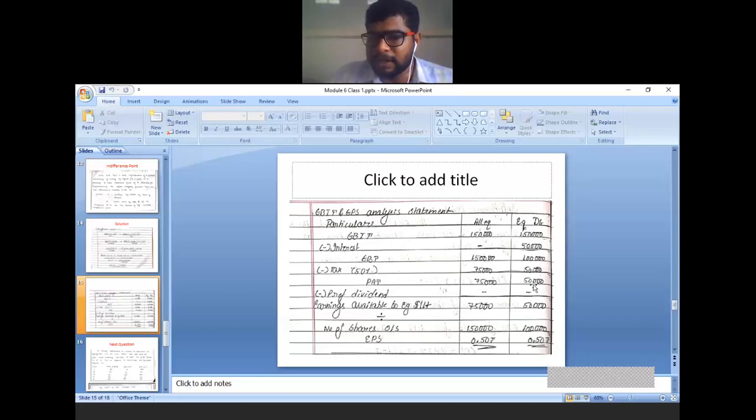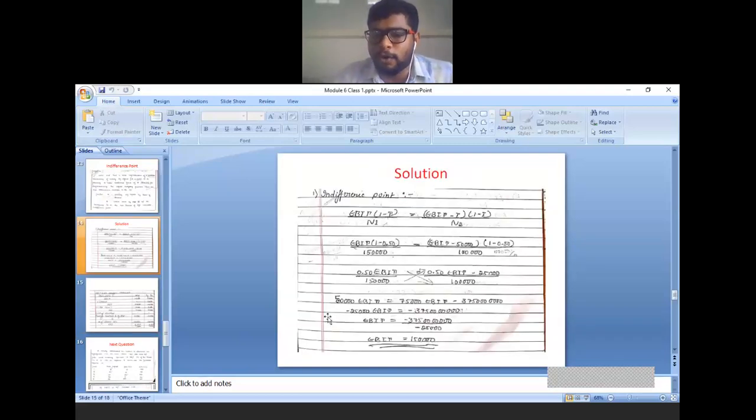Deduct, PAT is 75,000 in the first case and 50,000 in the second, minus preference dividend. We have not used any preference share capital, therefore in both cases nil. So earnings available to equity shareholders are 75,000 and 50,000. In the case of plan 1, the number of equity shares is 1,50,000. In the case of plan 2, 1 lakh is the number of equity shares. So 75,000 divided by 1,50,000 is 0.50. 50,000 divided by 1 lakh is 0.50. So we are getting the same EPS answer. Therefore, the calculated EBIT answer is correct.